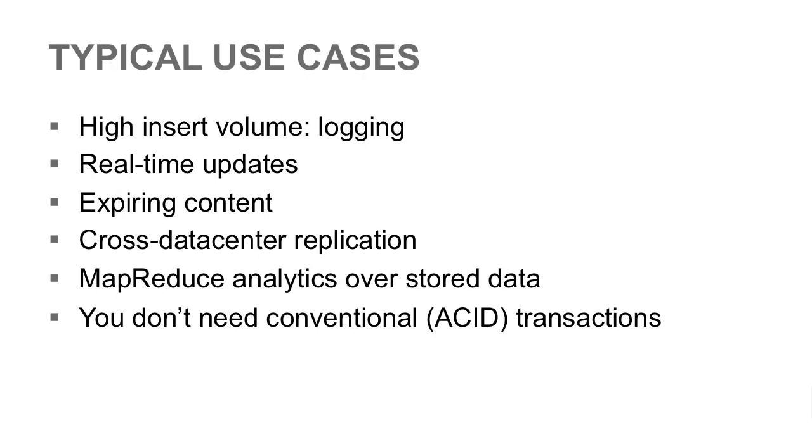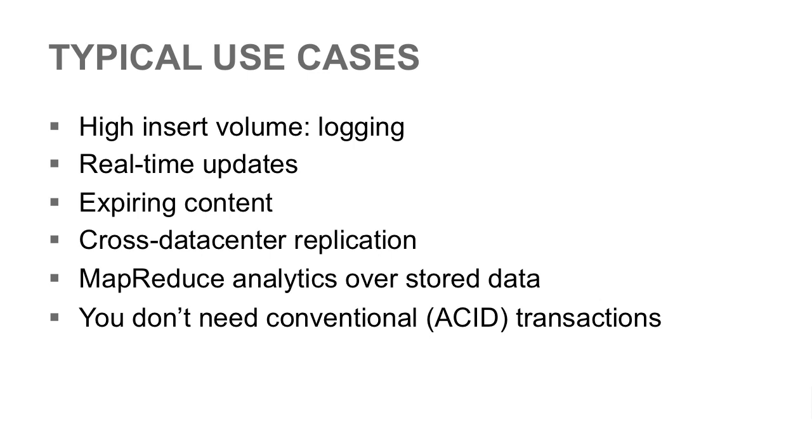The typical use cases for systems like this would include high insert volumes, for example, logging, time series applications, dealing with real-time updates. Many of these systems can expire the content automatically. So for example, when the data gets older than 2 months, you can expire it automatically from the system. Cross data center replication, particularly for systems like Apache Cassandra.